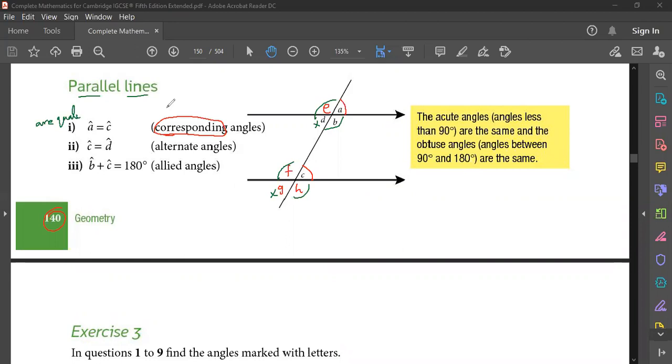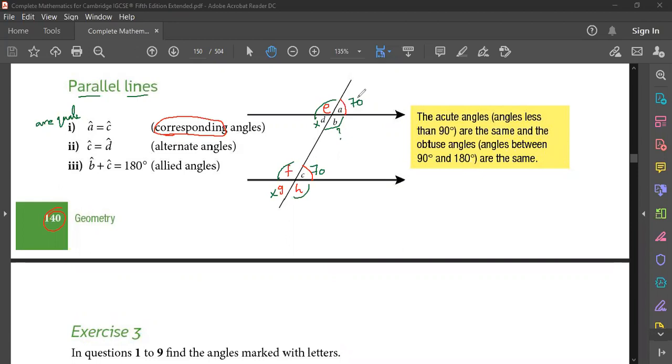That means if this is, let's say, 70, this should be 70. If this is 70, what about B? Yes.